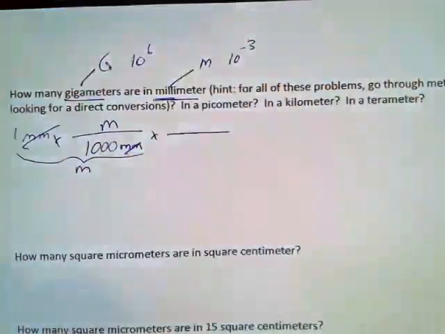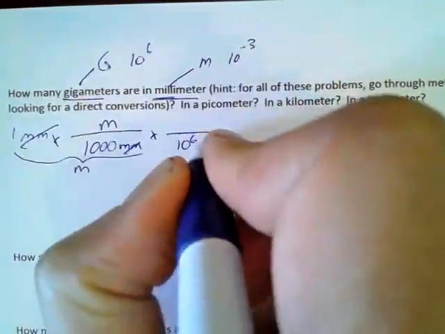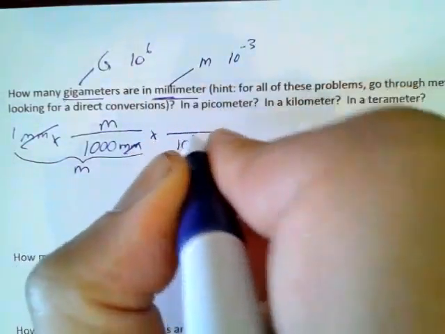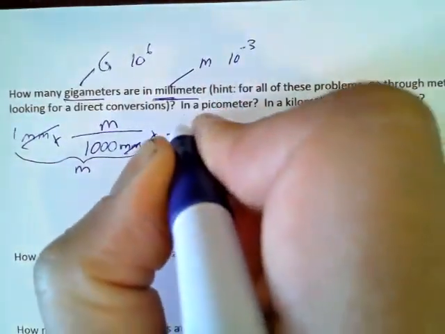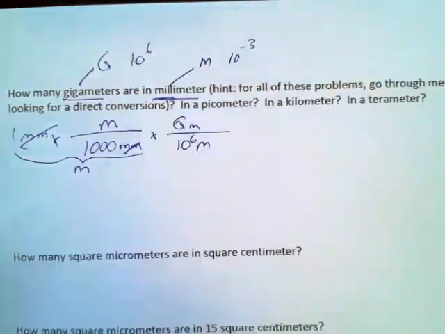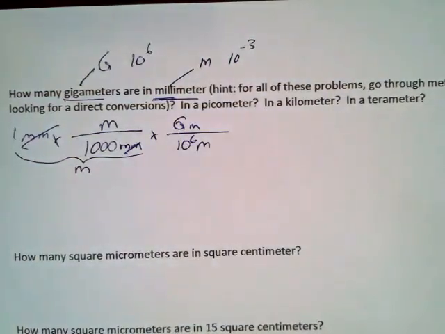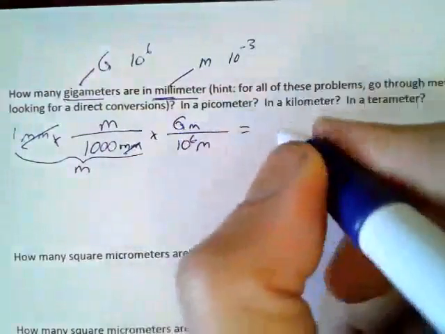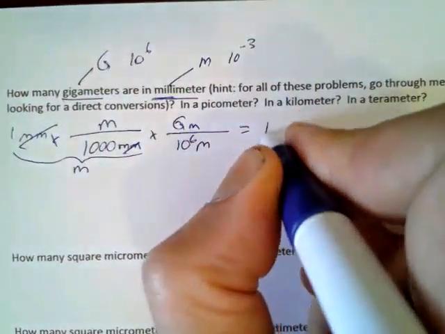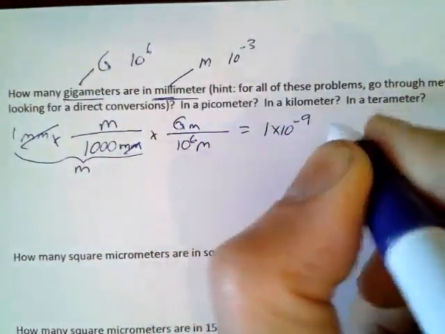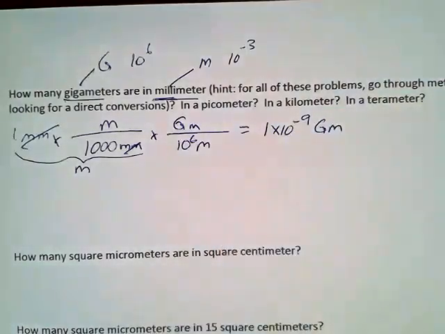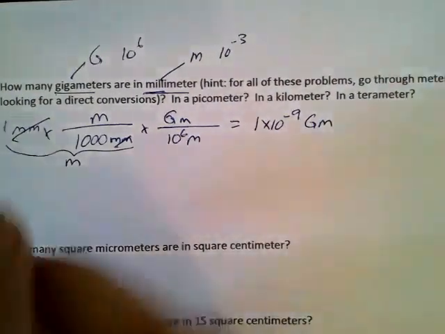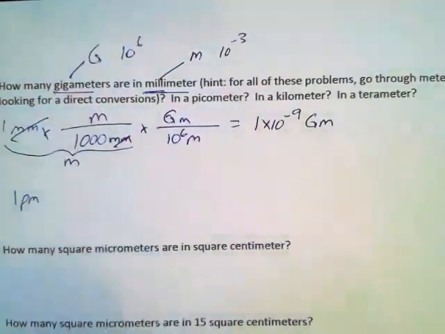And now I can also add in that there are 10 to the 6th meters in a gigameter. A giga is a lot. A gigabyte hard drive has 1,000,000 bytes in it. So if we do that math, we take 1 divided by 1,000 divided by 10 to the 6th. That is equal to 1 times 10 to the minus 9 gigameters. Next one, 1 picometer.